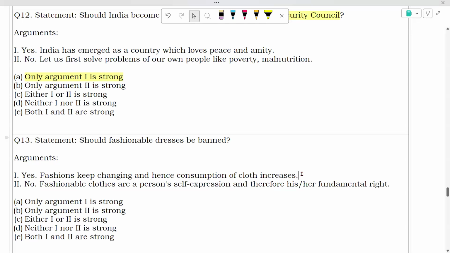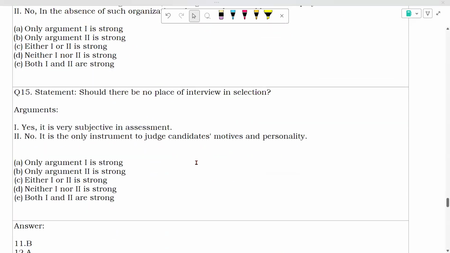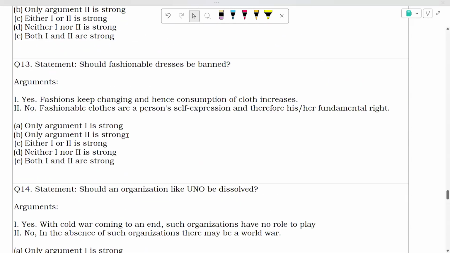Okay, so it is a fundamental right. That is a strong argument, but let's see the full answer. 13(b)... Even if he hadn't written up to here, it was still a very strong argument. Fashionable clothes are a person's self-expression, so it should be allowed. Article 19 says right to freedom of expression, so it is the expression thing.